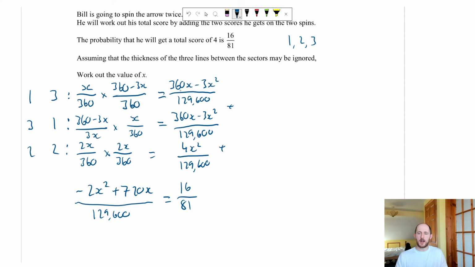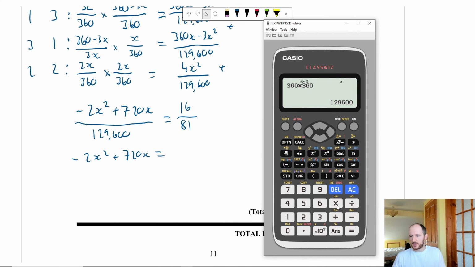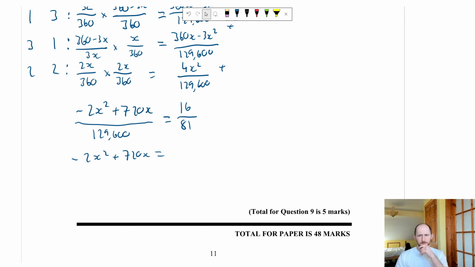So solving this, I would personally times both sides by 129,600. So we get negative 2x squared plus 720x equals 16 over 81 of all of that. So that's going to be fun. Answer times 16 over 81 gives me 25,600. Let's move everything to the right hand side. So we have 2x squared minus 720x plus 25,600.